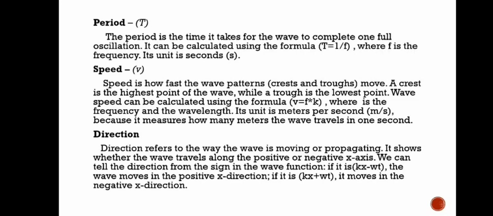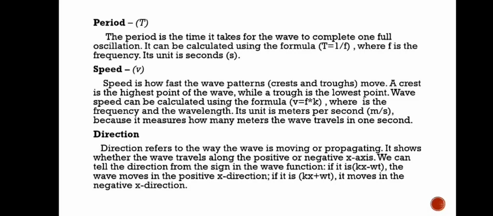The faster the wave speed, the quicker the wave pattern travels. The unit of wave speed is meters per second, which means how many meters the wave travels in 1 second. It can be calculated using the formula speed, or v, equals frequency times wavelength.